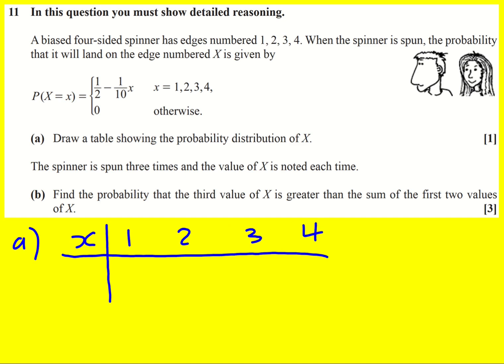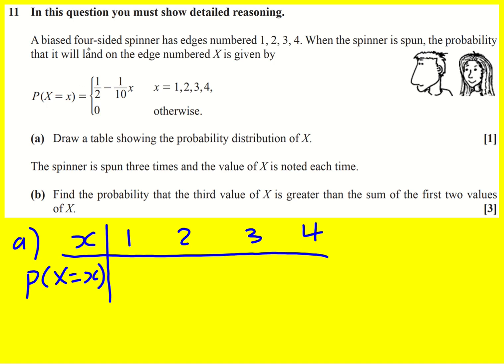Okay, I could have 5, 6, 7, but then we're told the probability is 0, so there's no need to put that into the table. And then the probability that capital X is equal to this little x. So x is the values it can take. Capital X is actually the random variable itself.